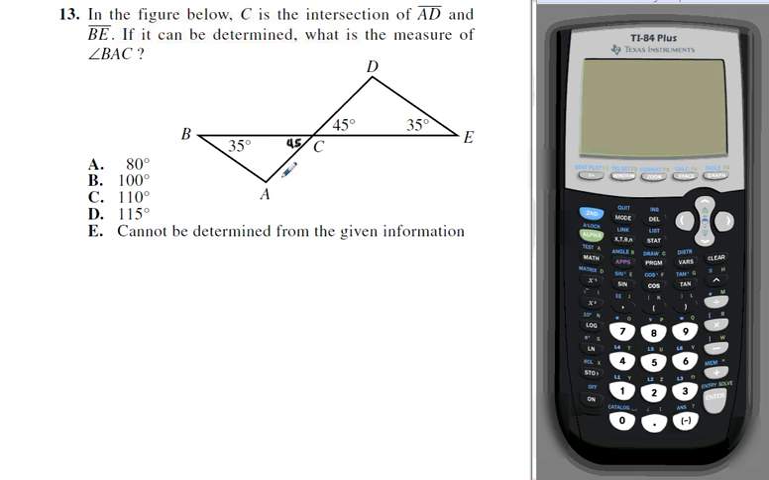Alright, and then there's 180 degrees in a triangle total, and we're looking for BAC. That's this angle right here. Alright, so I'm going to go to the calculator real quick. I want to do 180 minus 35 minus 45, and I get 100. So my answer is B, 100.